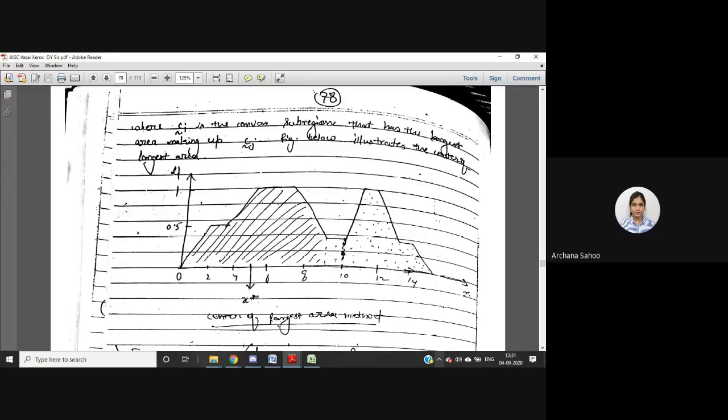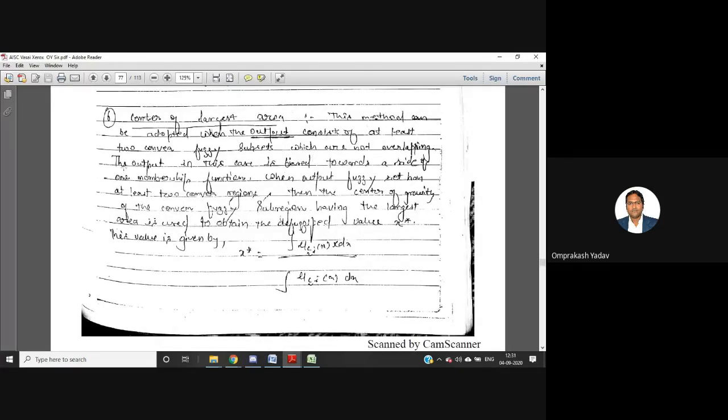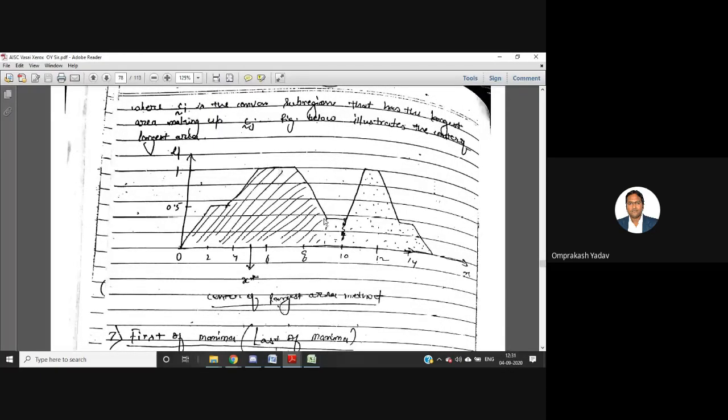So what is written above? The figure below illustrates the center of largest area, where Ci is the convex sub-region. One more thing which I wanted to tell you is that this method can be adopted when the output consists of at least two convex fuzzy subsets. So if you see here, this is one convex, then there is one dip and one more convex. So this method can be adopted when at least two convex regions are there. This is one and this one is the second. The two convex areas are there.